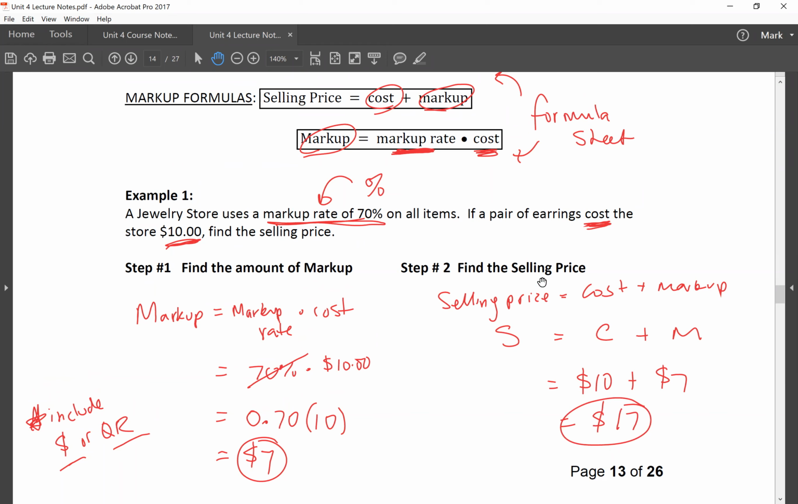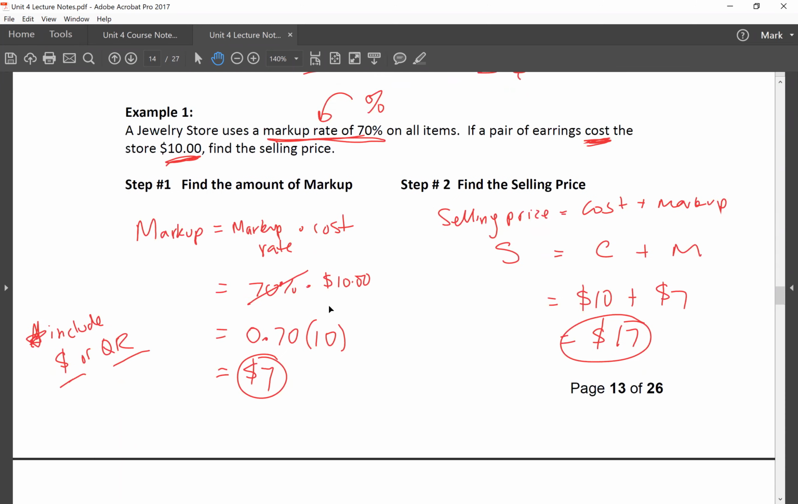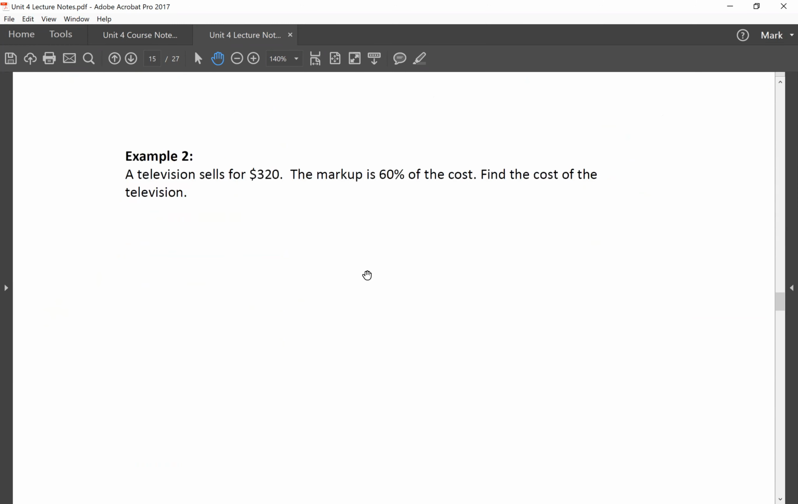It does get a little harder though. I'll show you an example number 2. All right, example number 2. Be careful here. A television sells for $320. So that's not the cost, that's what it's selling for. The markup is 60% of the cost. It says find the cost of the television. This is about as hard as they get. And it's not hard. It's just there's a little bit of algebra involved here.